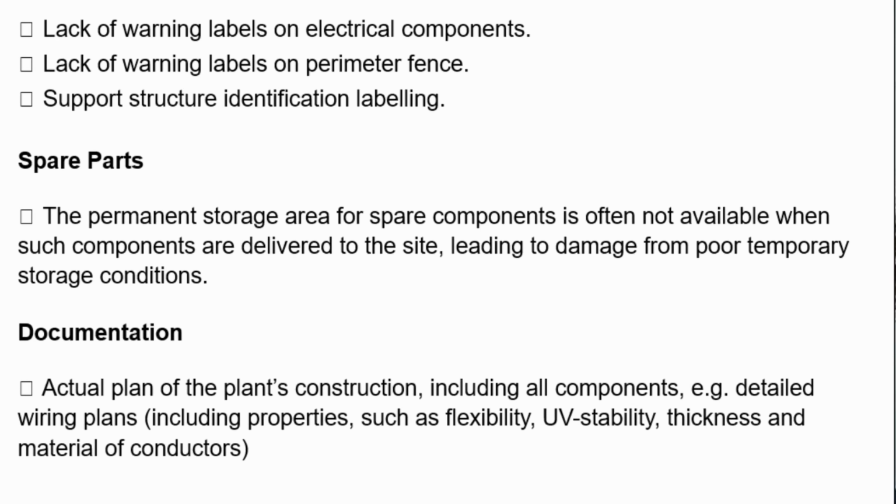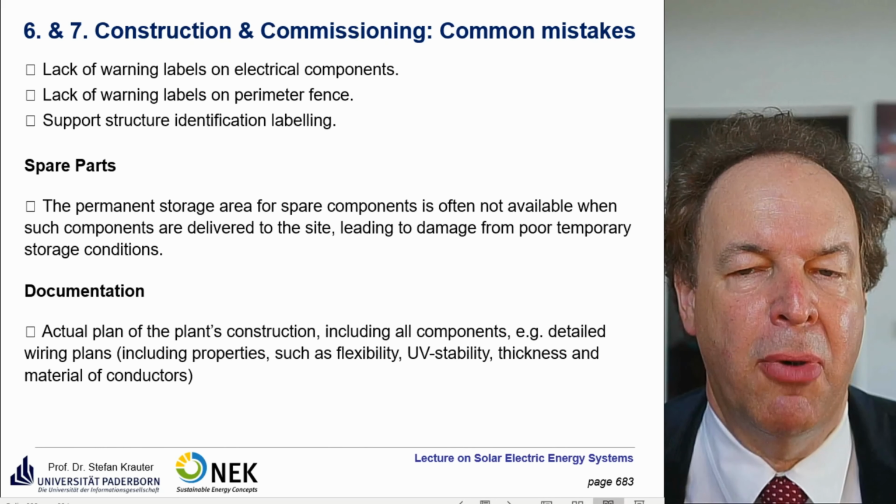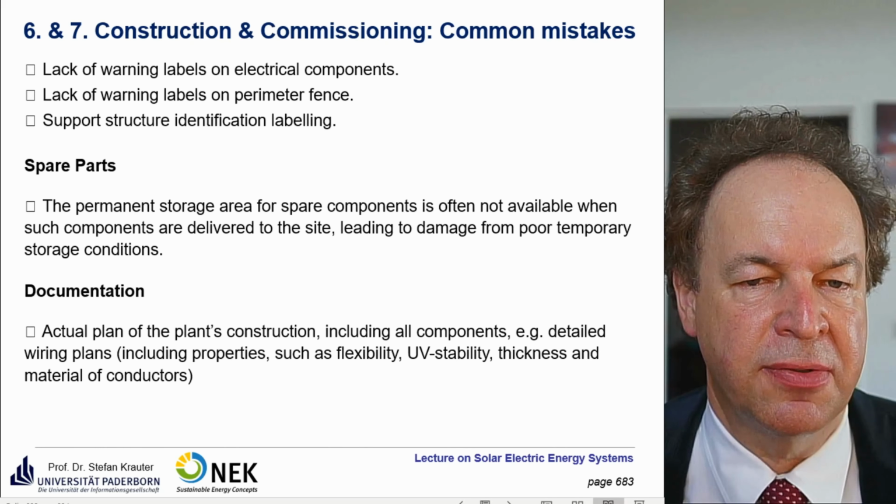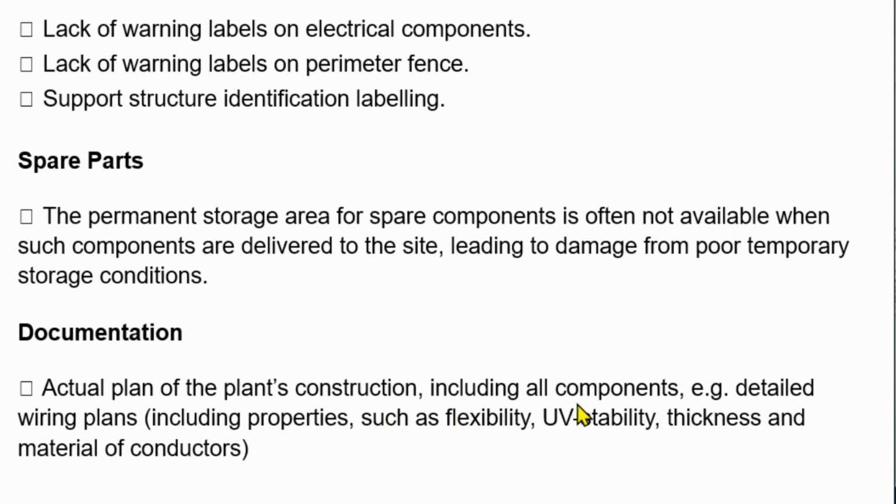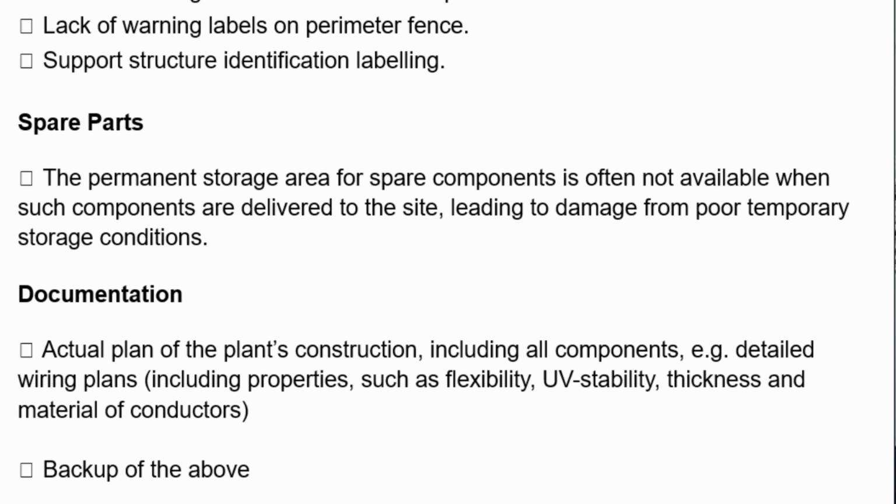Documentation: the actual plan. Sometimes the plan is modified and you don't have an actual version. That should include all components which are on site. So the detailed wiring plans, including all the properties of the wire, such as flexibility of the wires, UV stability, thicknesses, and material of the conductors. So it could be either copper or could be even aluminum and so on. Also backup. So maybe these plans get stolen or get lost or burned or whatever. So you have to make sure that you get backup because they are really important.